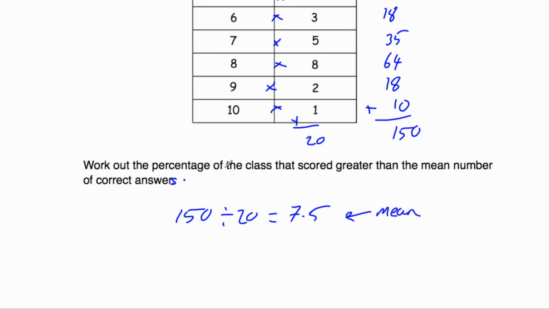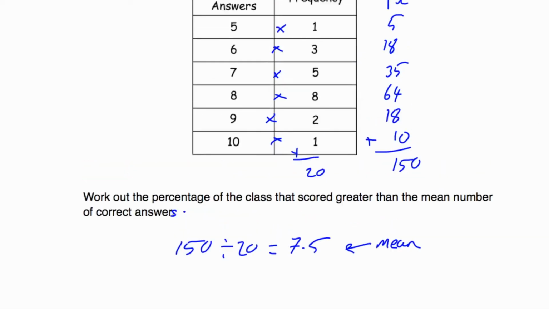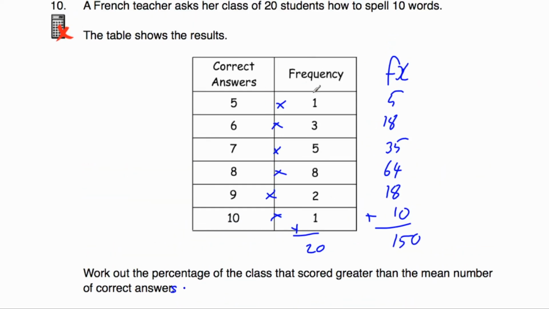And the question says, work out the percentage of the class that scored greater than the mean number of correct answers. So we're looking for the percentage of the class that scored greater than 7.5. So if we look at our class, there's 20 students altogether. 1 student scored 5 correct answers. Well, they're not going to be greater than the mean. 3 students scored 6 correct answers. They're not greater than the mean. 5 students scored 7. Well, it's 7.5, so they scored lower than the mean.